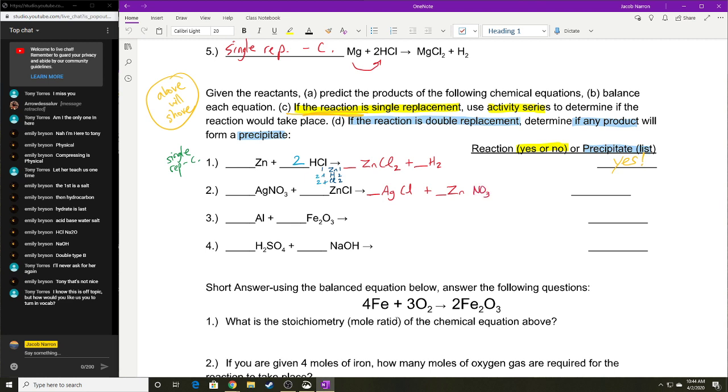Zinc here had a charge of 1. How do I know that? Well, multiply down, divide up. I'm going to do it on both of these.